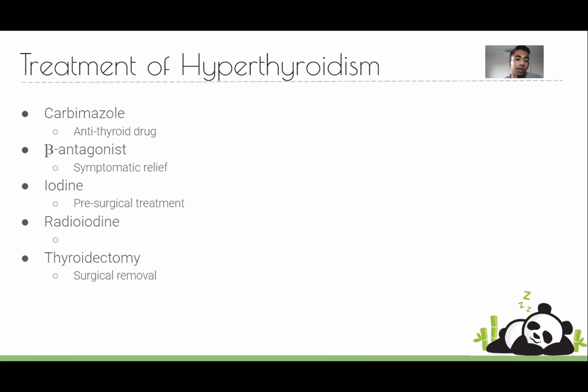So we've got a bunch of different drugs that we use. Carbimazole is our long-term pharmacological treatment, our anti-thyroid drug. Our beta-antagonists are mainly for symptomatic relief to treat all our sympathetic symptoms. We've got iodine as a pre-surgical treatment, or even if we're waiting for some of our other drugs to kick in. We've got radioiodine, which is a newer sort of therapy, and thyroidectomy, the removal of the entire thyroid if there's refractory hyperthyroidism, or we just can't treat it, or even if it's causing anatomical compression on our nerves, trachea or esophagus. So we'll talk about them one by one.